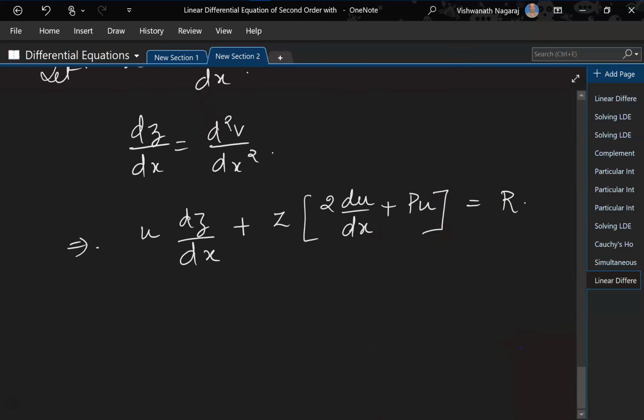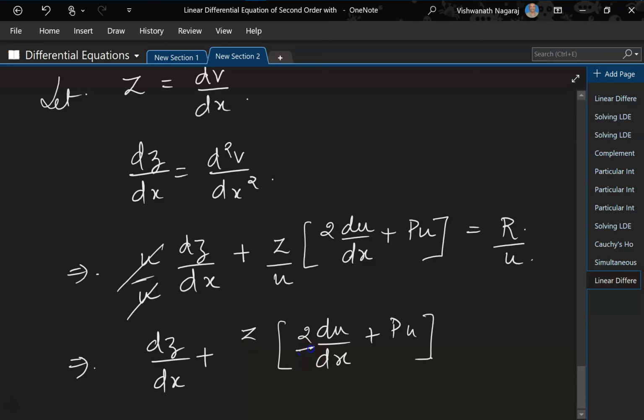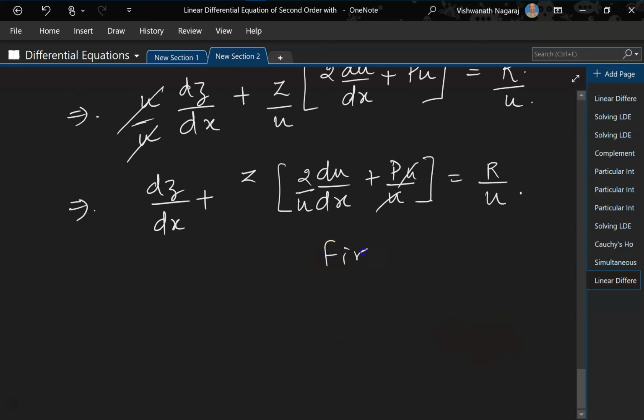Okay. So now that second order has disappeared. Now let's put it in the standard form. That means this should disappear. So to make it disappear, let's divide the whole thing by u. So these two cancel out. So dz/dx plus z by u, 2 du/dx plus p. Now let's do one thing. Let's take this u inside. So this u gets cancelled. So r by u, so this is a first order linear differential equation and we know how to solve this.